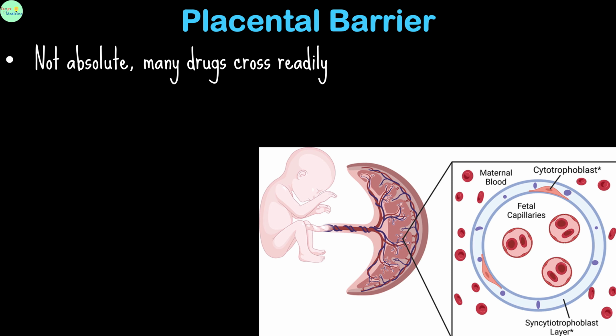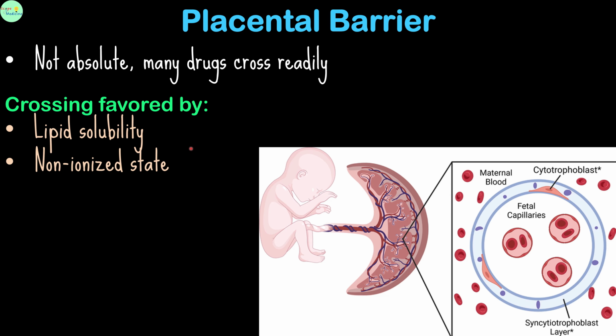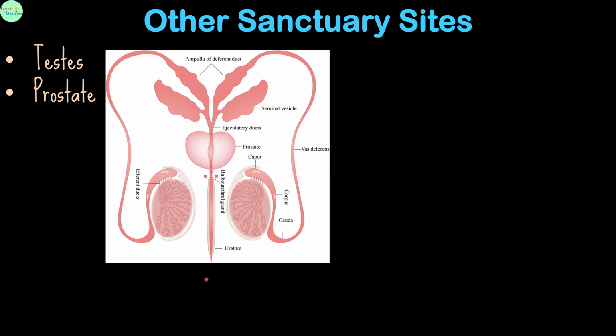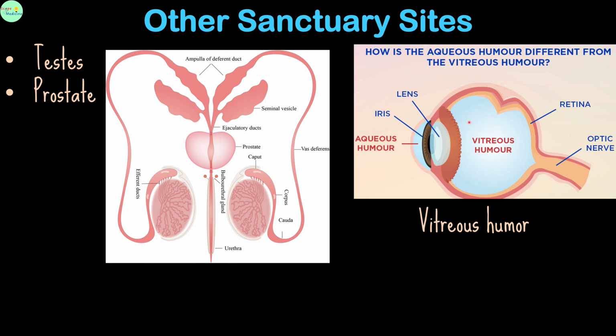Another critical barrier is the placental barrier. It is not an absolute barrier. Lipid-soluble, non-ionized, low molecular weight drugs cross readily. This is a paramount consideration regarding teratogenicity and fetal effects, informing the avoidance of drugs like angiotensin-converting enzyme inhibitors, warfarin, and certain anticonvulsants during pregnancy. Other sanctuary sites that pose similar distribution challenges include the testes, the prostate, and the vitreous humor of the eye.